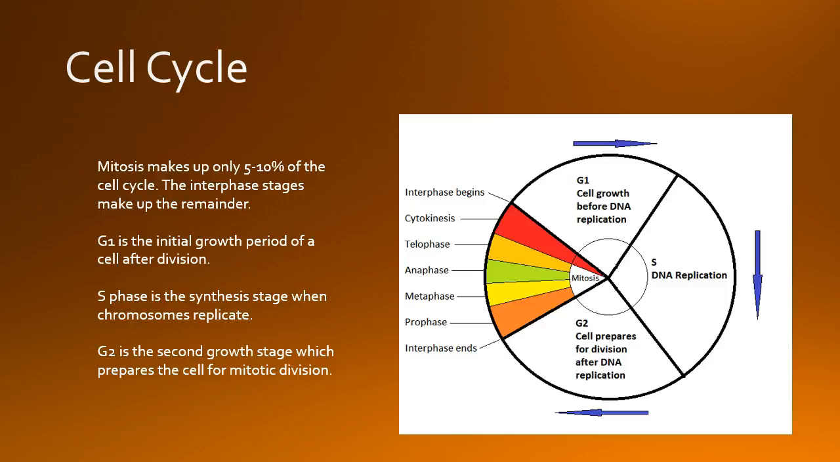The final stage of interphase is a second growth stage called G2, which prepares the cell for mitotic or meiotic cell division. The M stage, mitosis or meiosis, takes up only about 5 to 10% of the cell cycle. While illustrations of mitosis typically show distinct phases, the process is a continuous one. Let's look at the stages of mitosis in greater detail.